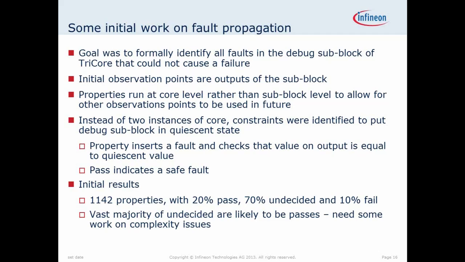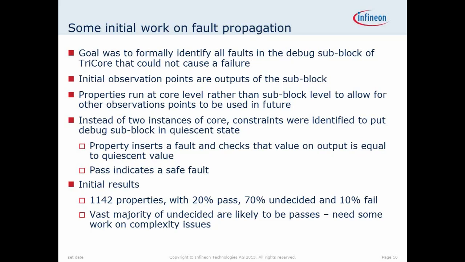But instead of using two instances of the core, we found a set of constraints which put the debug subblock into its quiescent state. The idea was then for the property to insert, so we just take one copy of the design with these constraints, and the property inserts the fault and checks that the value on the output is equal to the value that we expect in the quiescent state. And a pass indicates a safe fault.